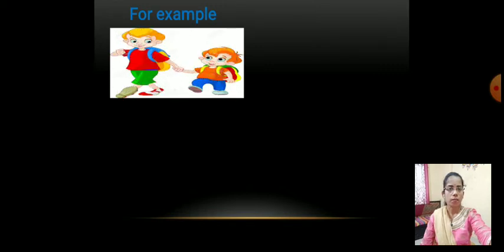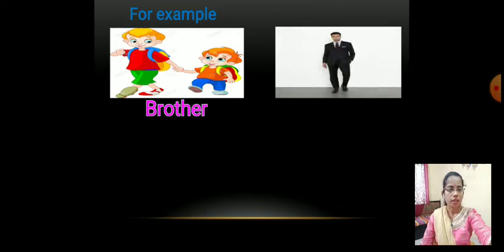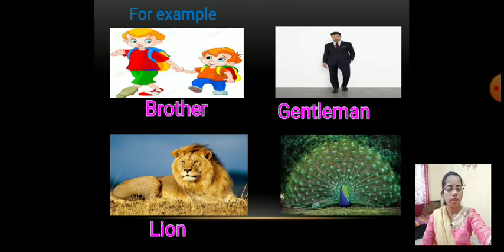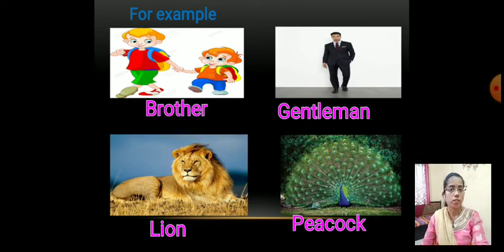Let's see some examples of masculine gender. For example, brother. Second one, gentleman. Third one, lion. And fourth one, peacock. It means all these examples of nouns belong to male persons and animals. It's called the masculine gender.